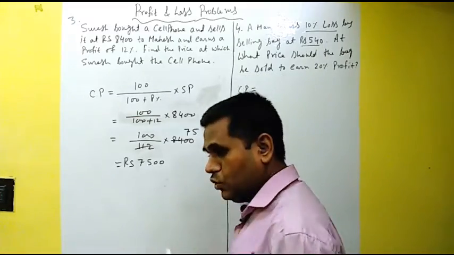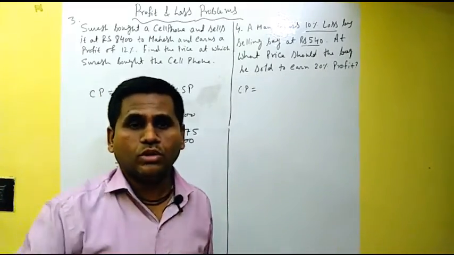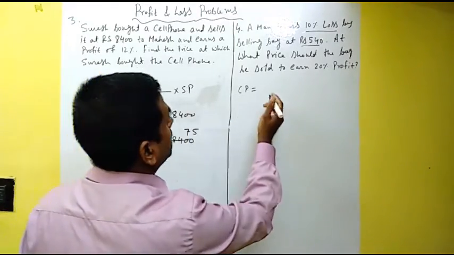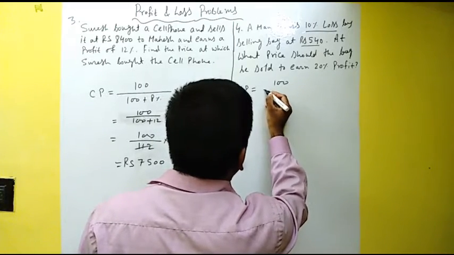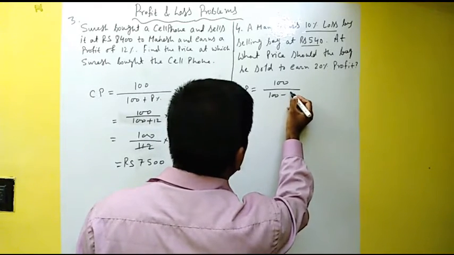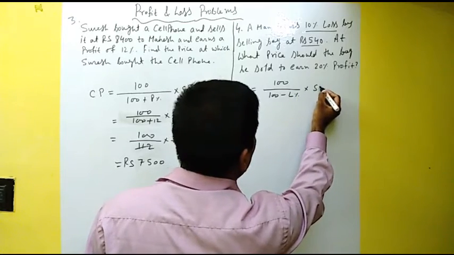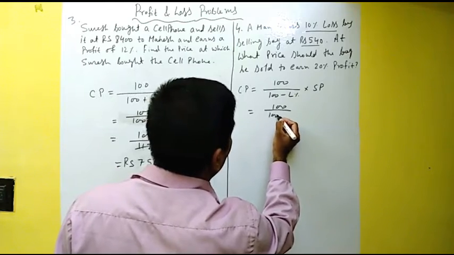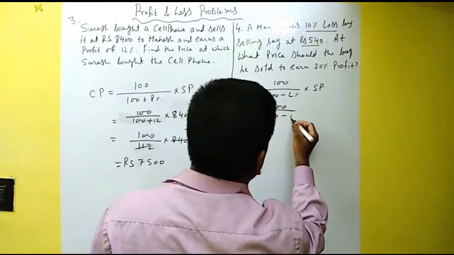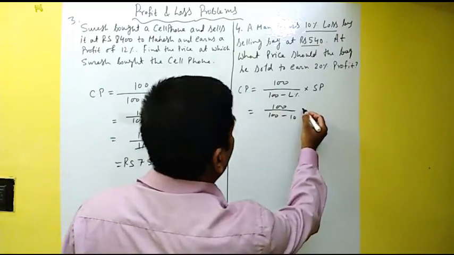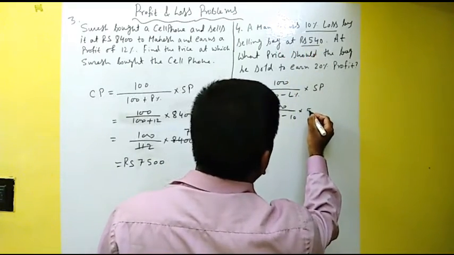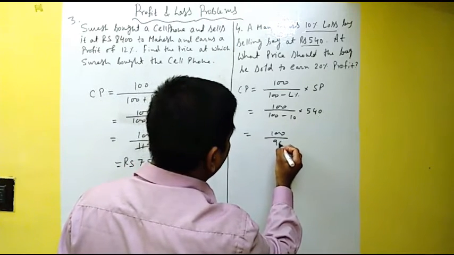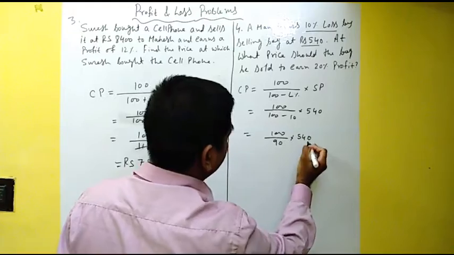Cost price, you know friends, right? It is the same in both conditions, whether it is loss or profit, cost is the same, but selling price will change. So cost price is equal to 100 upon 100 minus loss percentage, multiplied with selling price. So this becomes 100 minus loss percentage, which is 10, and selling price is 540. So this becomes 100 upon 90 into 540.